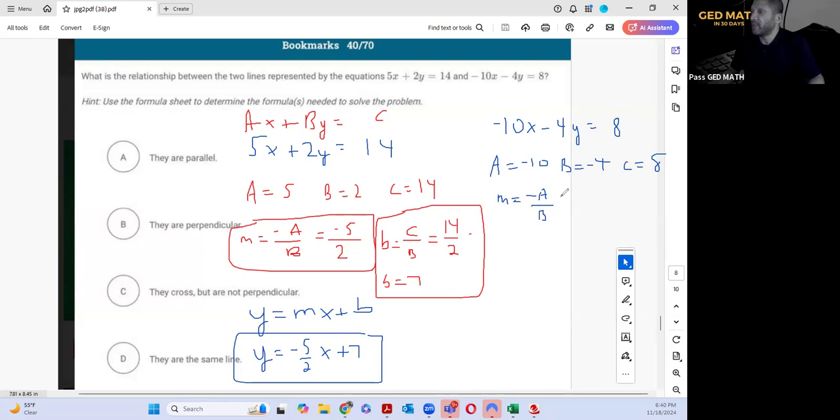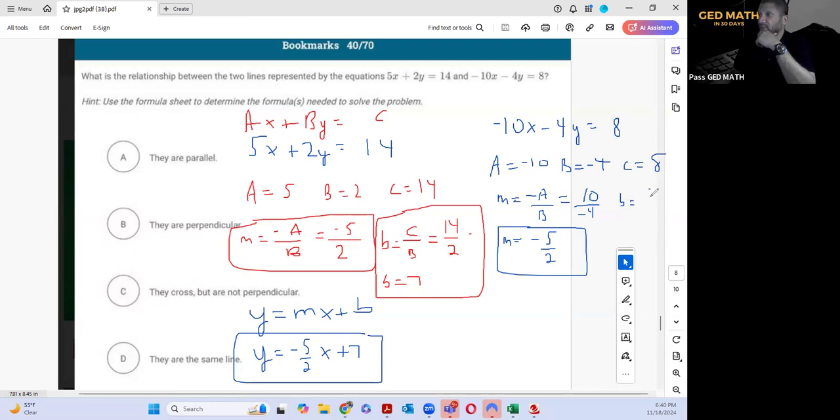Negative A over B. If A is negative 10, negative A is positive 10, and B is negative 4. So we have to reduce this to lowest terms. A positive and a negative make a negative, and we get negative 5 over 2. Does everybody understand how I reduce 10 over negative 4 to negative 5 halves? Okay, good.